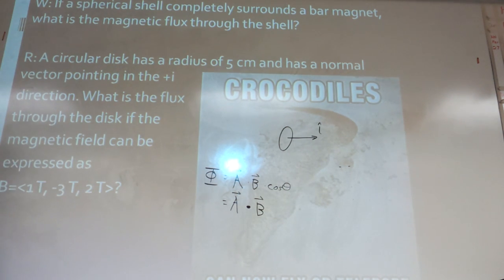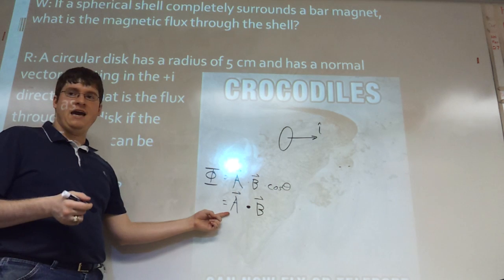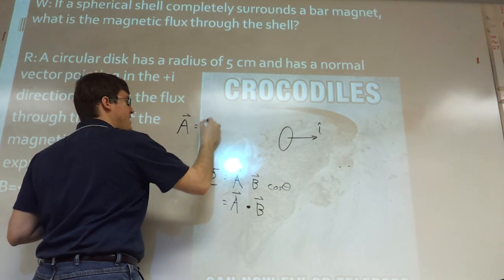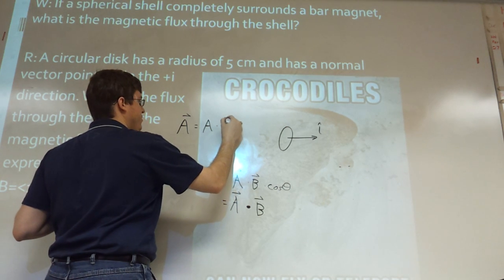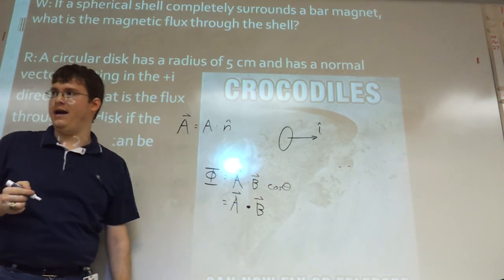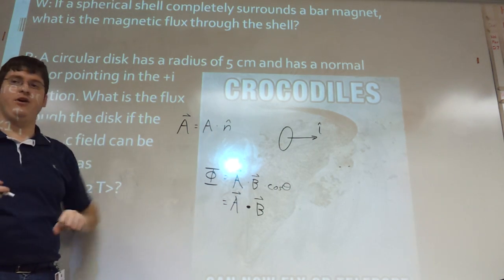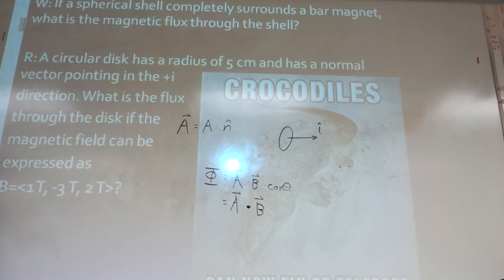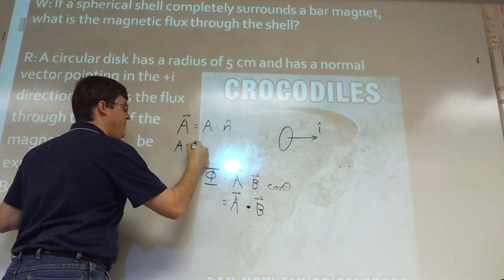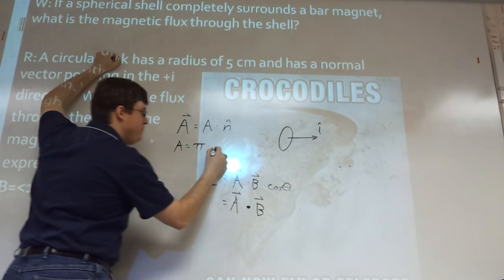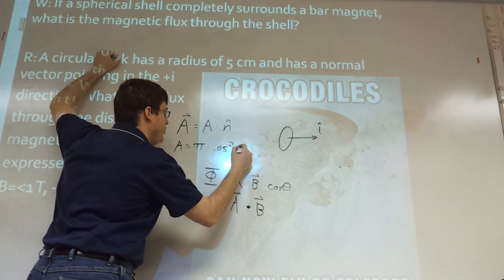So A dotted with B. First thing I need is the A. Remember the area vector? Area vector is the area times the normal vector. We know the normal vector is just 1 I hat. So we need the area. How do I get the area of a disk? Pi r squared. So A is going to be pi times R, which is 5 centimeters, so 0.05 squared.